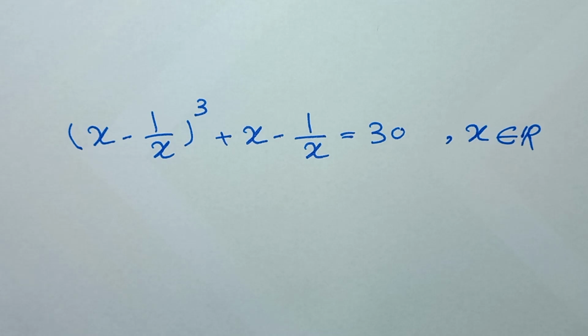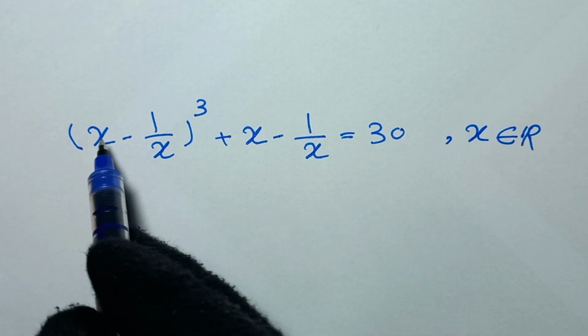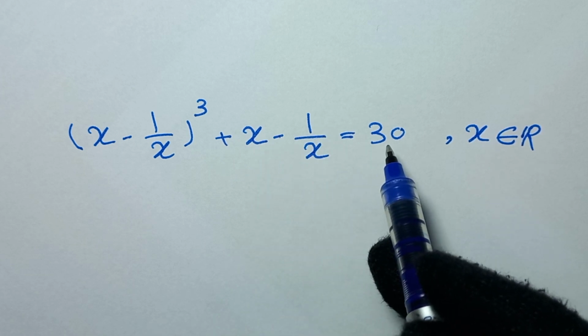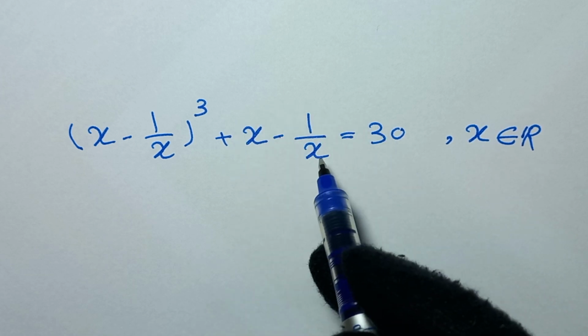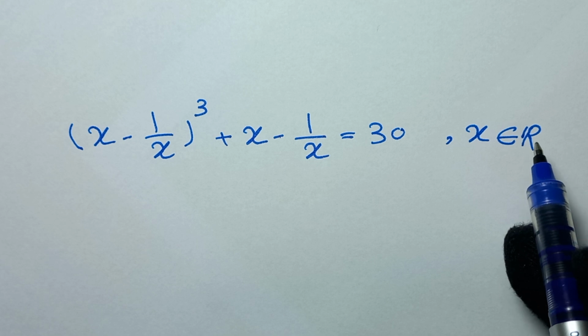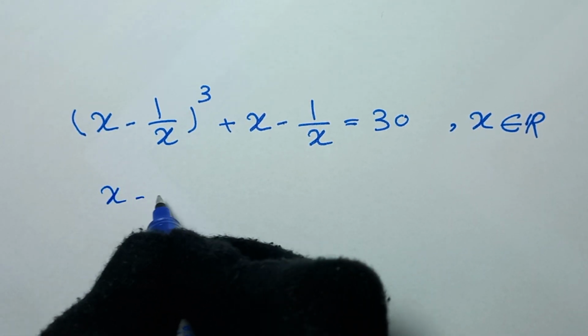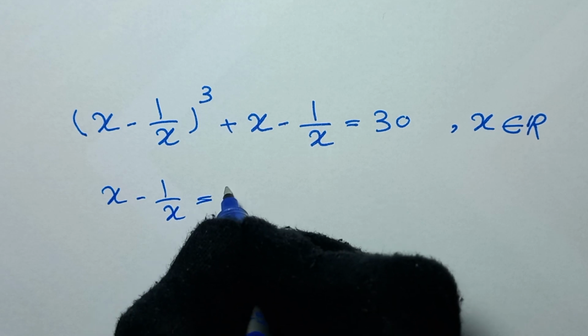Hello my friends, you're welcome to solve this math problem, which is (x minus 1 over x) to the power of 3 plus (x minus 1 over x) is equal to 30. To find the values of x, where x is an element of the real numbers. In the first step, we let x minus 1 over x be u.